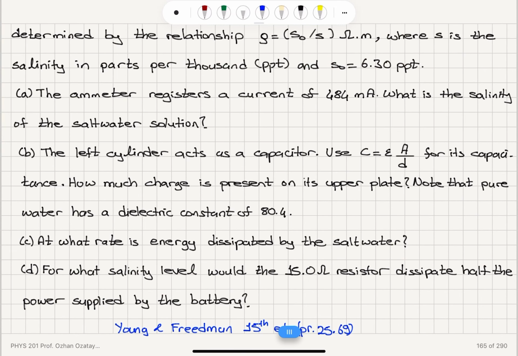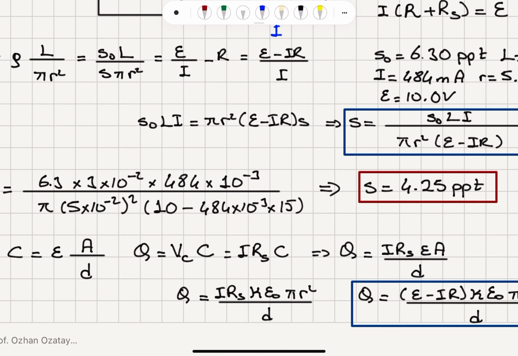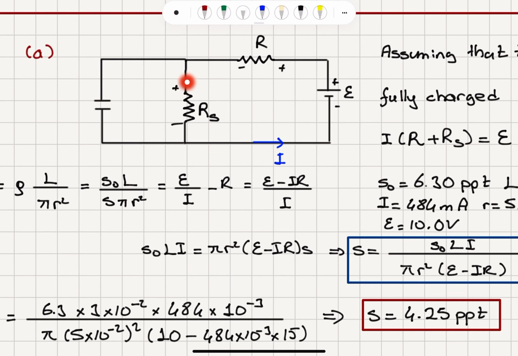In part B, the left cylinder acts as a capacitor. We can calculate its capacitance using epsilon A over d. Epsilon is the relative permittivity multiplied by the permittivity of free space, or the dielectric constant multiplied by the permittivity of free space, and the pure water dielectric constant is known. We want to know how much charge is stored. It's fully charged, so the voltage multiplied by the capacitance equals the charge stored. The voltage appearing on this capacitor is I times Rs.